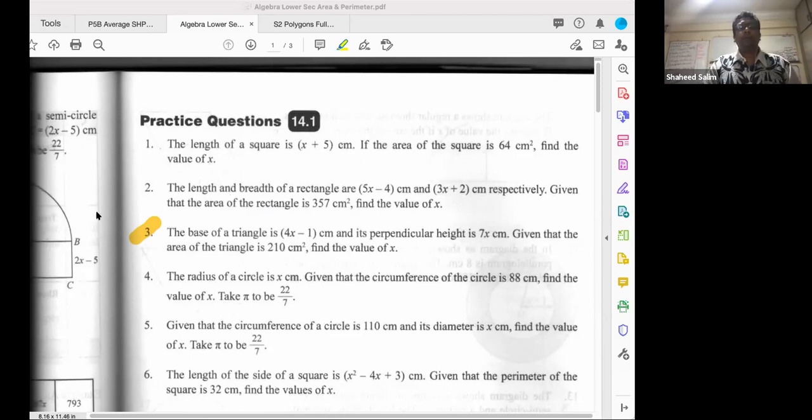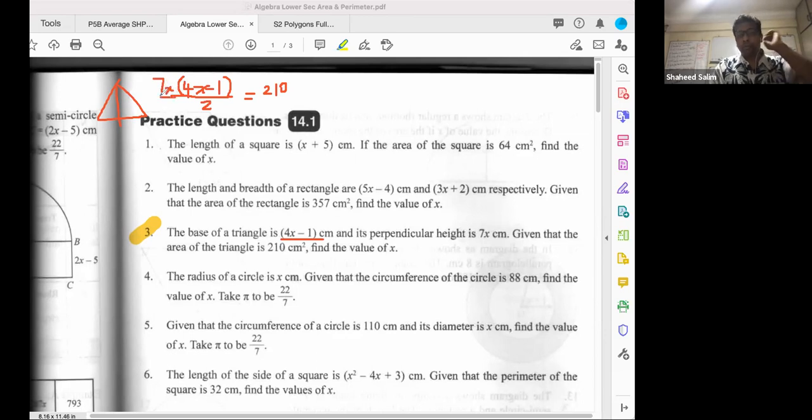Okay, I'll show. So you have to form an equation. You have a triangle. The base is 4x minus 1. The height is 7x. Formula, half base times height equals the area, which is 210. Half means you divide by 2, right? Divide 4x minus 1, which is the base, times the height, by 2. What is the height? 7x.